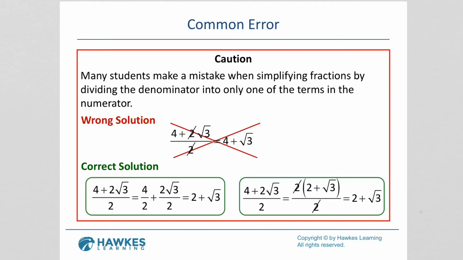Or this second green box is what we did in those first examples. So we had 4 plus 2 square root of 3 over 2, factor out a 2 in my numerator and a 2 in my denominator. So factoring the 2 out of my numerator left me with 2 plus the square root of 3. The 2's on the outside divide out, so my solution was 2 plus the square root of 3.